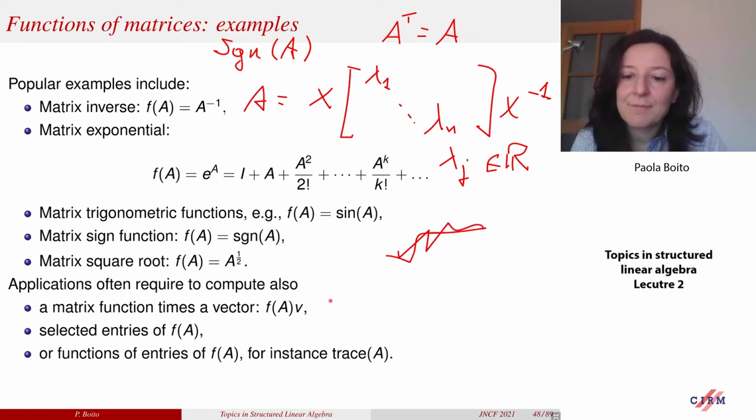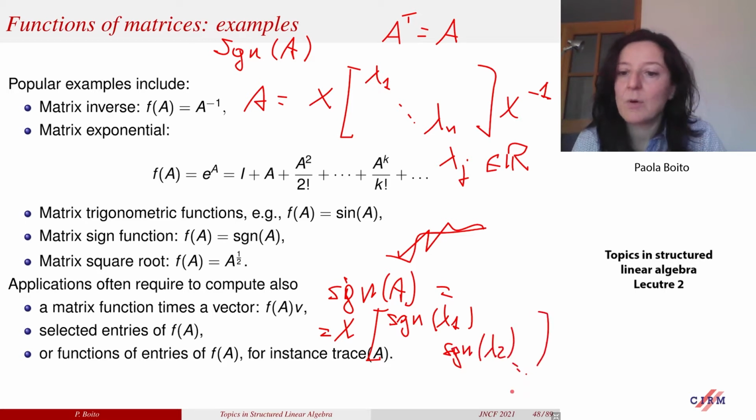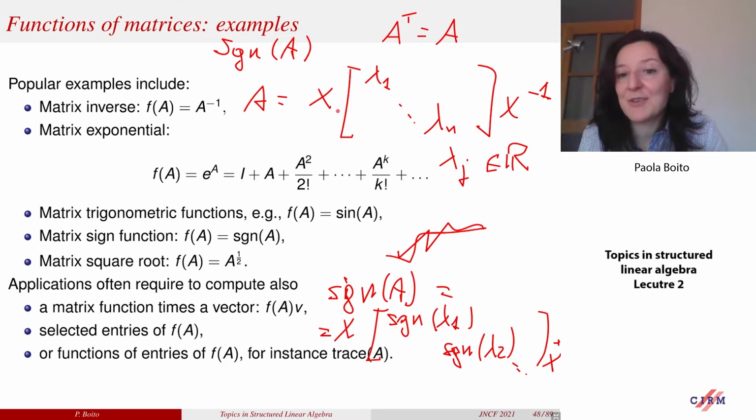And then sign of A is X times diag(sign lambda 1, sign lambda 2, and so on) times X inverse, where sign is 1 or minus 1. So really the sign of the real number. Of course, this has a discontinuity in 0. And for the Heaviside function, the principle is basically the same. The Heaviside function is usually taken, let's see if I can change the color.